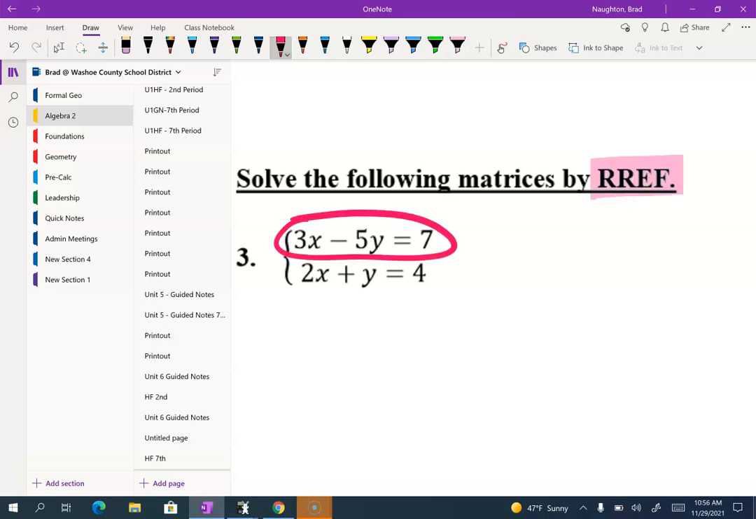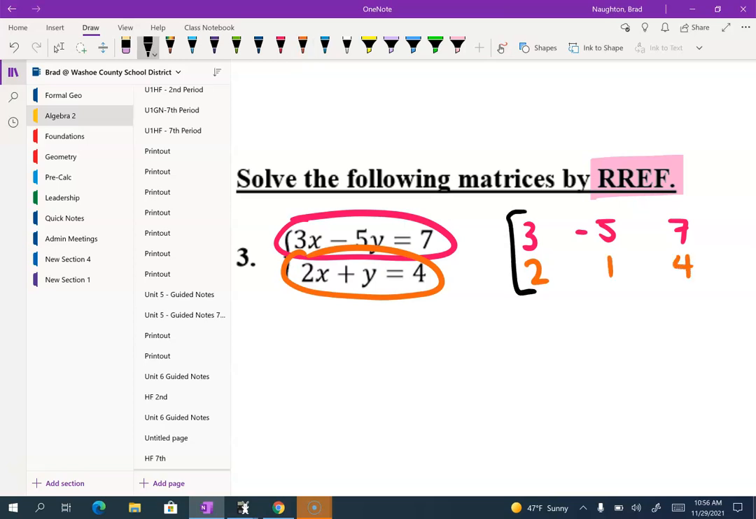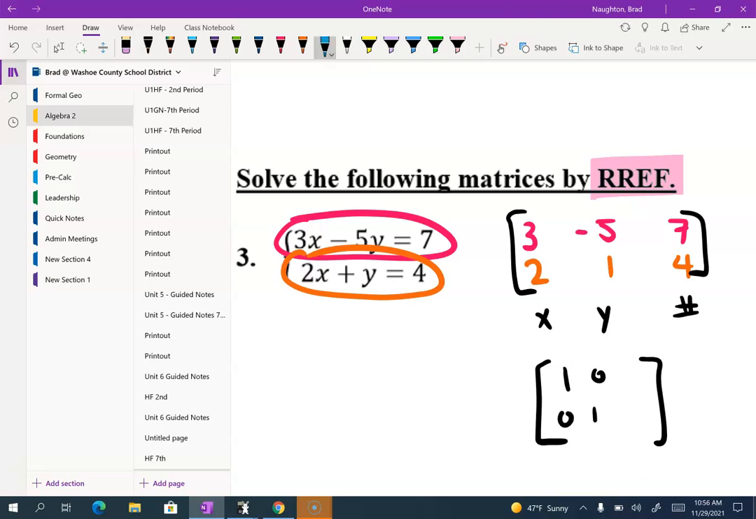Okay, so write the matrix 3, -5, 7. Write this matrix as 2, 1, 4. So that is our matrix. It went X, Y, number it equals to. And the way we're going to get our answer, just so you know, is I'm going to go 1, 0, 0, 1. So this right here is our identity matrix, so don't worry about it.